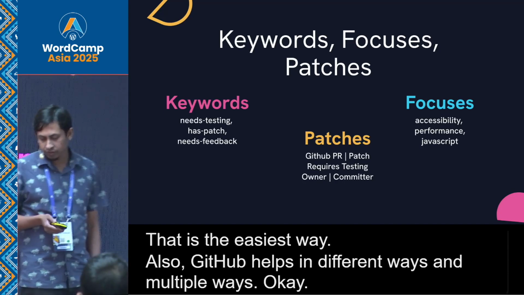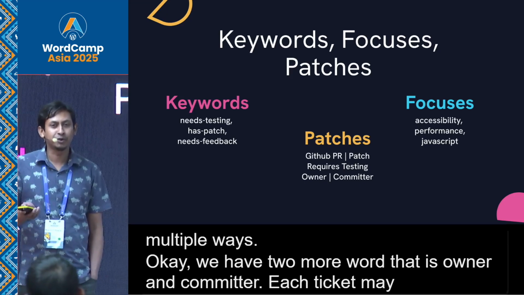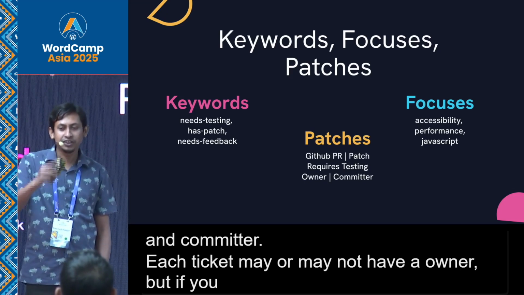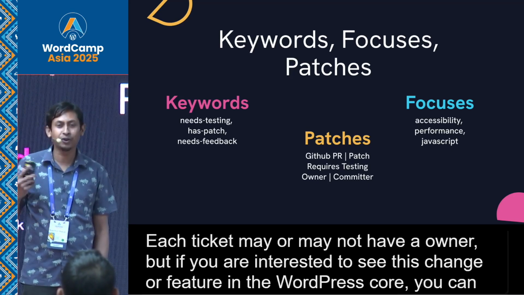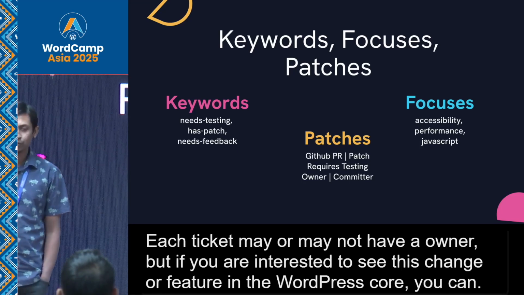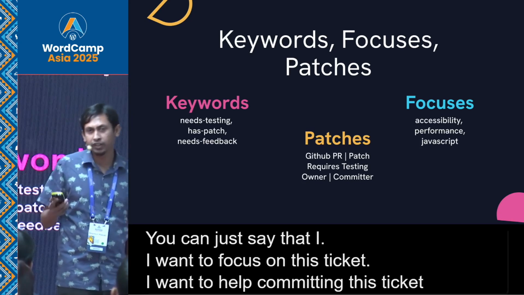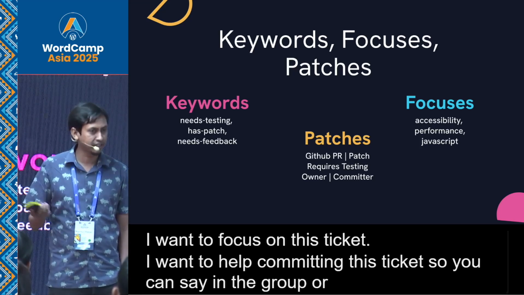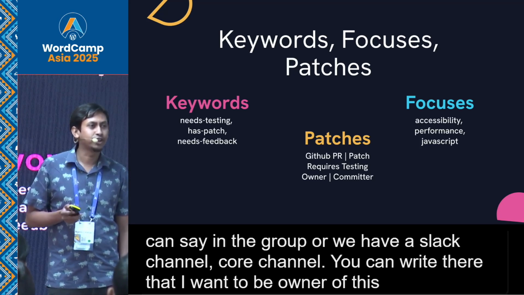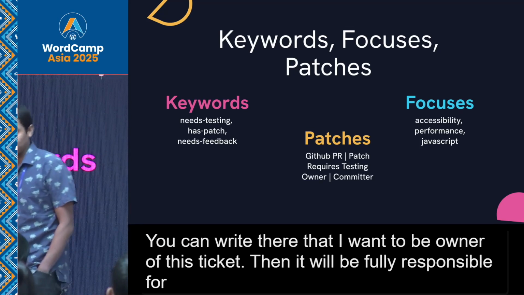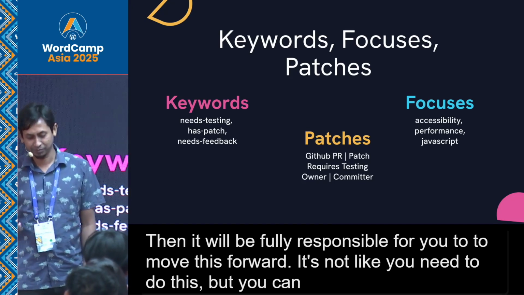Okay, we have two more words, that is owner and committer. Each ticket may or may not have an owner, but if you are interested to see this change or feature in the WordPress core, you yourself can be an owner. You can just say that I want to focus on this ticket, I want to help committing this ticket. You can say in the group, or we have a Slack channel, the core channel. You can write there that I want to be owner of this ticket. Then it will be fully your responsibility to move this forward. It's not like you need to do this, but you can help doing this.